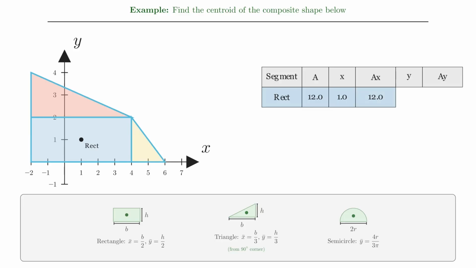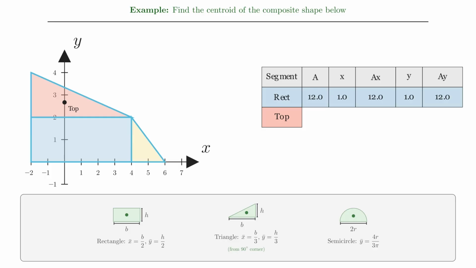And then we do the same for the y direction. The rectangle goes from 0 to 2, so the middle is at 1. Then we multiply 1 by the area, which gives us AY, which is 12. Next, we move to the top triangle.